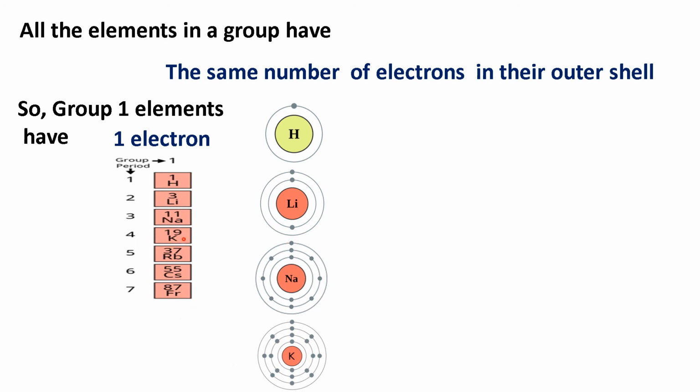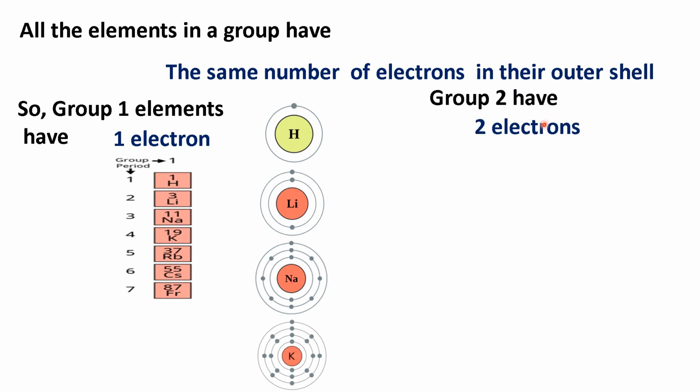The last example is potassium. Atomic number 19, equal to the number of electrons. So we make the distribution of 19 electrons. In the first shell 2 electrons, in the second 8, in the third shell 8, and in the last shell, the fourth shell, 1. The remaining 1. So the group number equals 1 because the valence electron equals 1. Here is 1 electron in the outer shell. So group 1 elements have 1 electron.